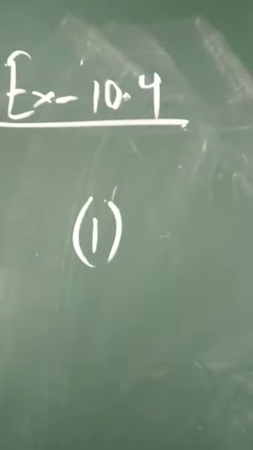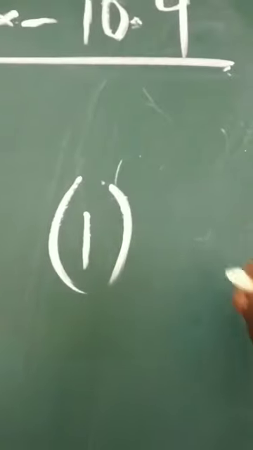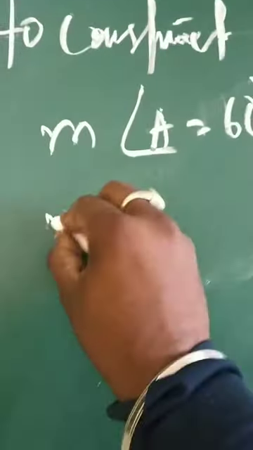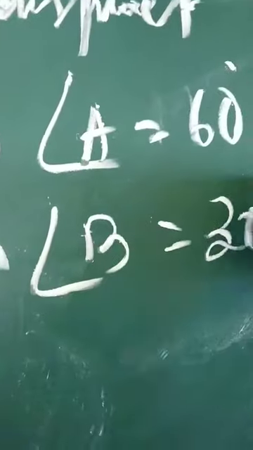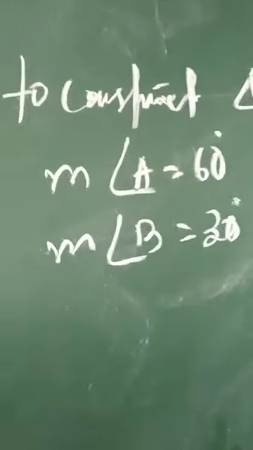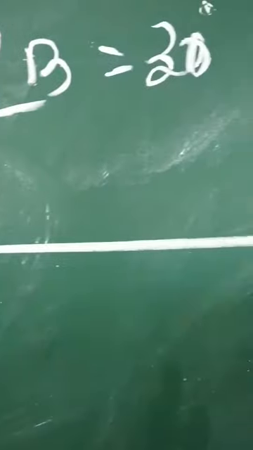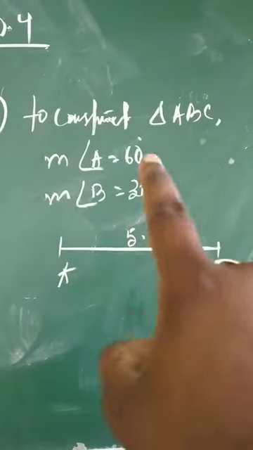So the first question of exercise 10.4 is to construct a triangle ABC in which the measure of angle A is 60 degree, the measure of angle B is 30 degree, and the measure of line segment AB is 5.8 centimeter. So children, we are going to construct a triangle ABC.